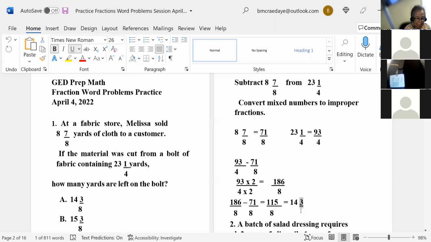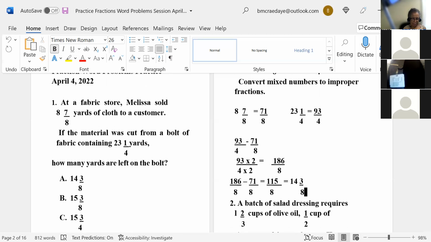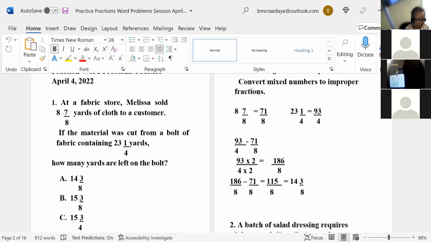On the other side, you see the answers. Oh, on the other side. Yeah, over here. How many yards are left on the boat? We have A, there's 14 and 3/8. So answer A is the answer.